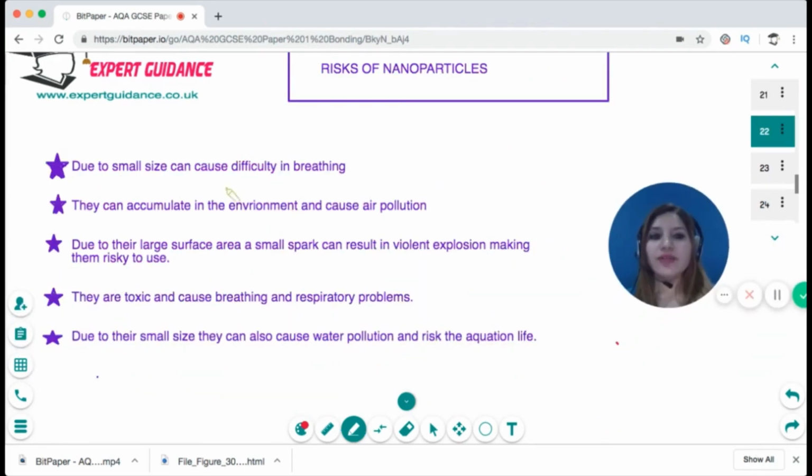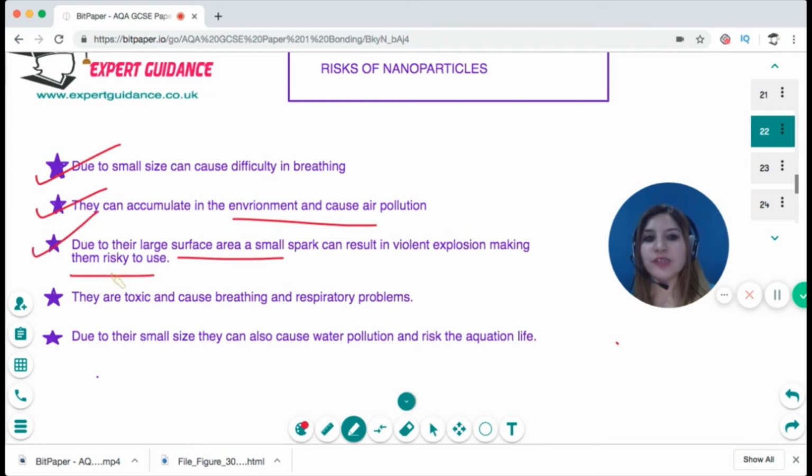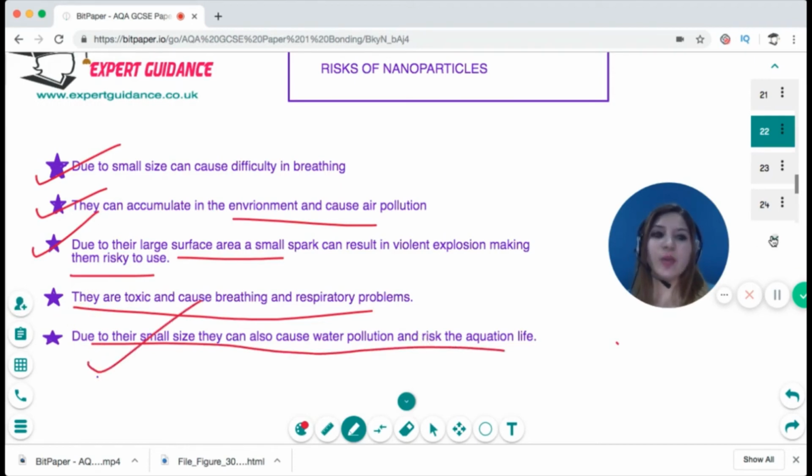However, there are a lot of risks of nanoparticles due to their small size. They can cause difficulty in breathing. They can accumulate in the environment and cause air pollution. Due to their large surface area, a small spark can result in a violent explosion, making them risky to use. They're toxic and cause breathing and respiratory problems. Due to their small size, they can also cause water pollution and risk aquatic life.